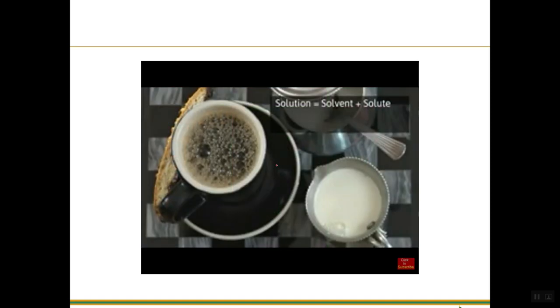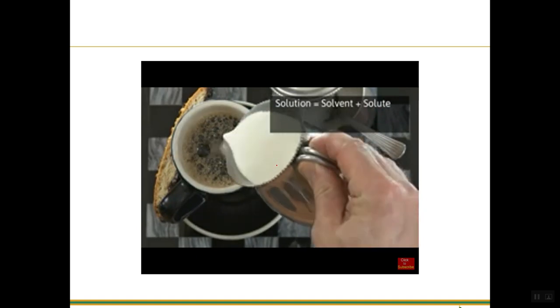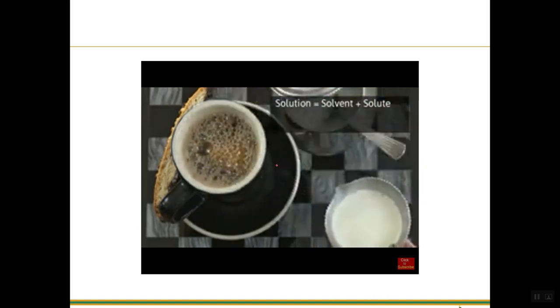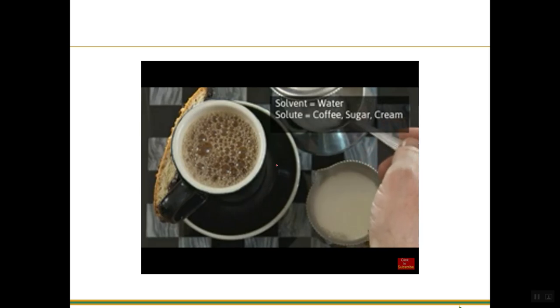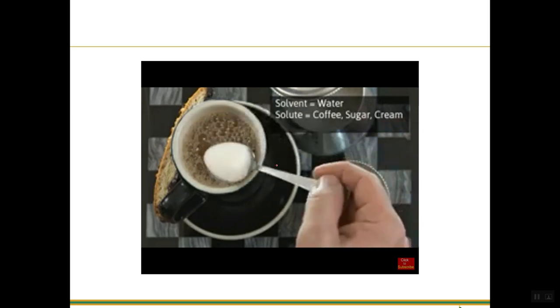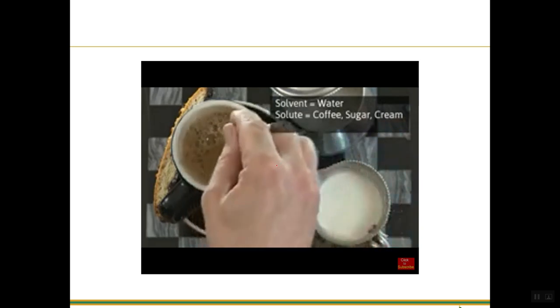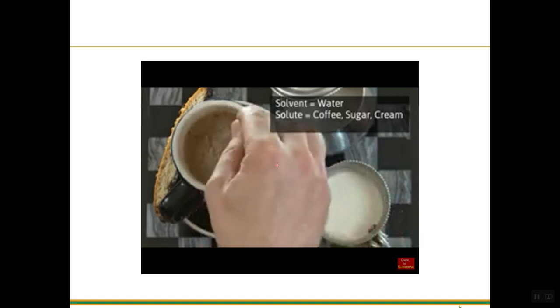combination of the solvent and solute. The solvent is what dissolves, and the solute is what is being dissolved. In this cup of coffee, the water is the solvent, and the solute is the soluble parts of the coffee, the cream, and the sugar.